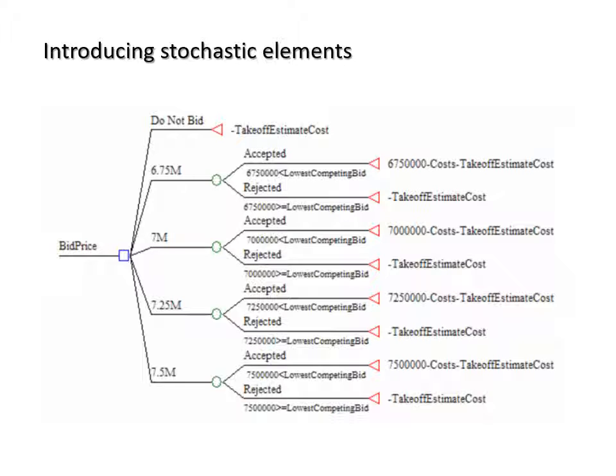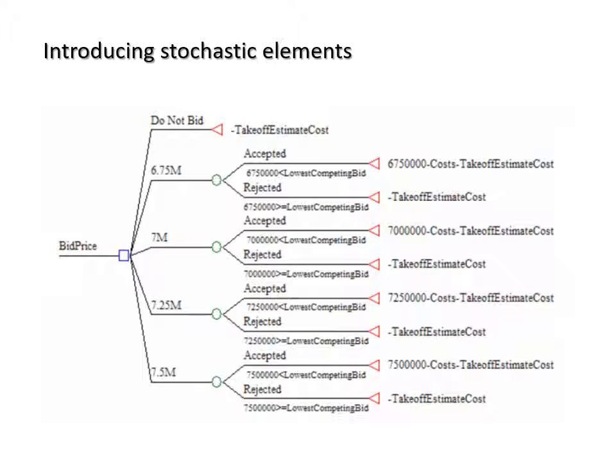Before, we were able to take the expected value pretty easily because we said, for example, the probability of having your bid accepted if you make a bid of $6.75 million is 80%, and it's 20% to get rejected. And it was a 60% chance of getting accepted if you bid $7 million, and a 40% chance of getting rejected if you bid $7 million. Here we are saying that we're not going to assume that those values are set in stone. We're going to assume that it's stochastic, right?